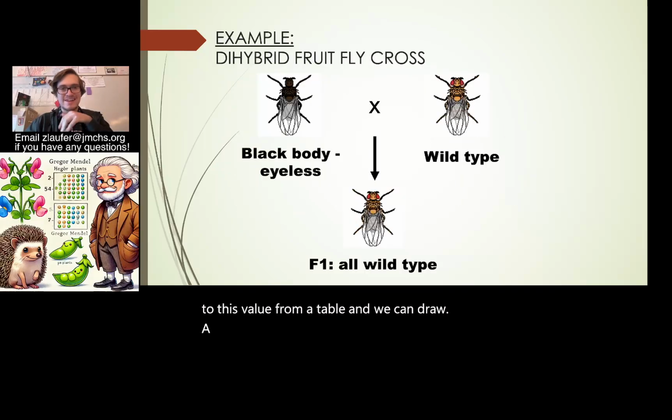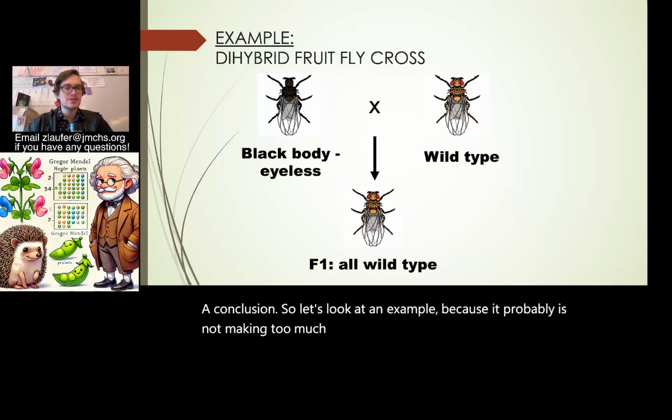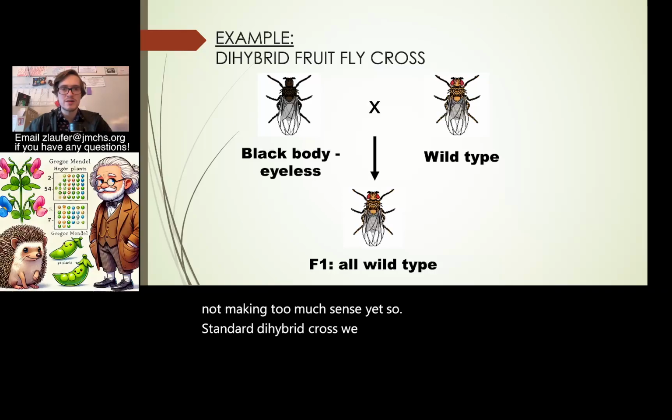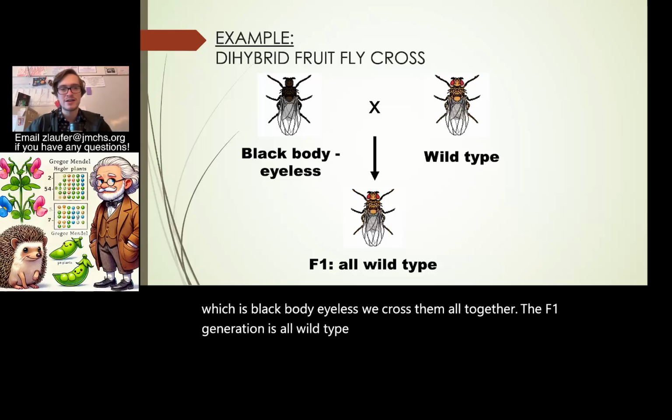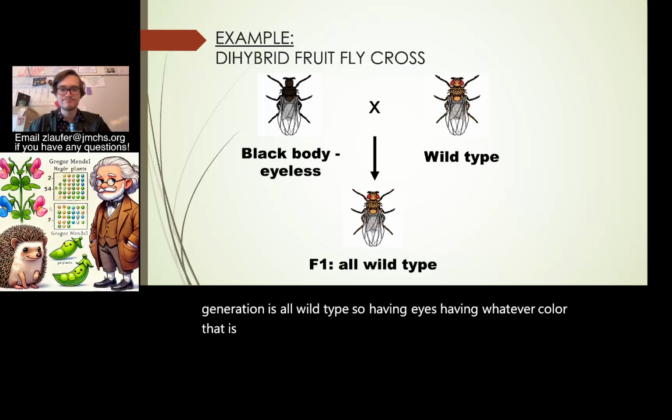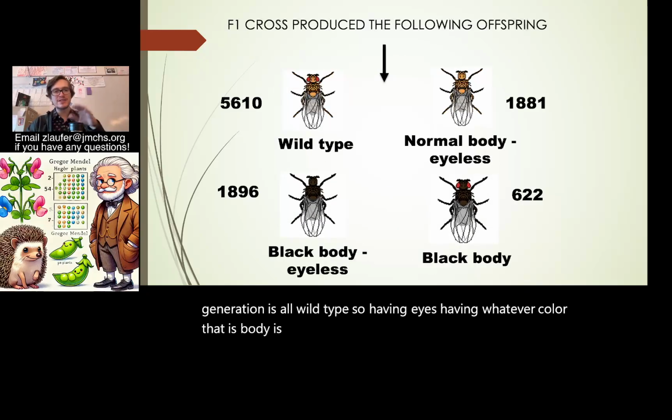So let's look at an example, because it probably is not making too much sense yet. So standard dihybrid cross, we get 2 flies, the wild type and the mutant type, which is black body eyeless. We cross them all together. The F1 generation is all wild type. So having eyes, having whatever color that is, body, is dominant. And we get these results.